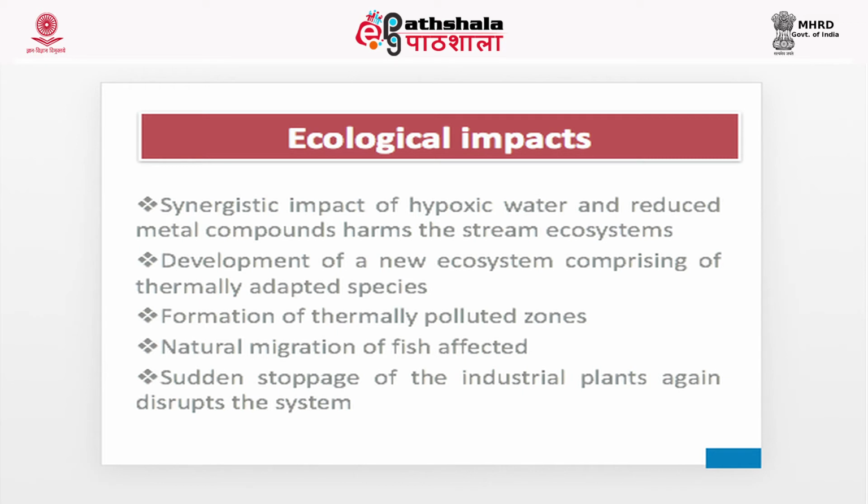Natural migration of fish is also affected due to formation of thermally polluted zones which act as barrier to the migration, and sudden stoppage of industrial plants will again disturb the ecosystem. For example, thousands of warm water fishes and other animals were found dead when a thermal power plant in New Jersey, USA was stopped for repairing for one day in February 1972.